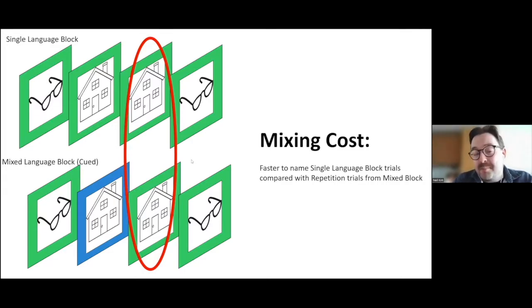But basically in a mixed language block, the anticipation of potentially having to use your other variety and to switch to it means that both languages maintain a higher level of activation, which is causing these slower responses. So that's the mixing cost. You're slower when you're having to mix your languages.